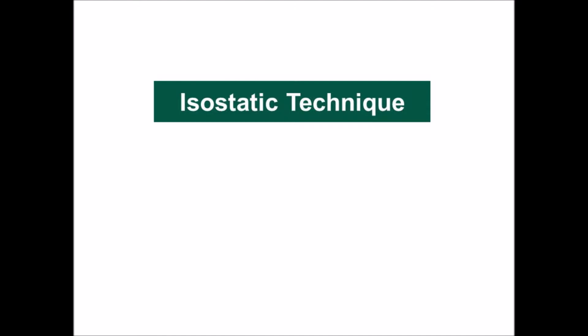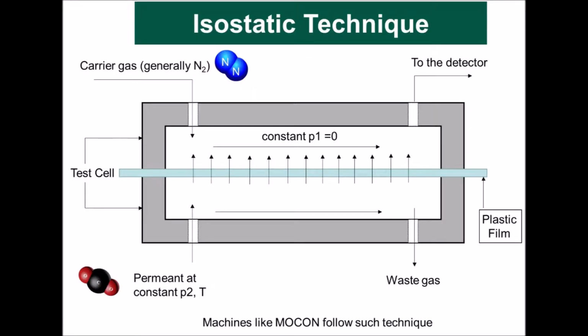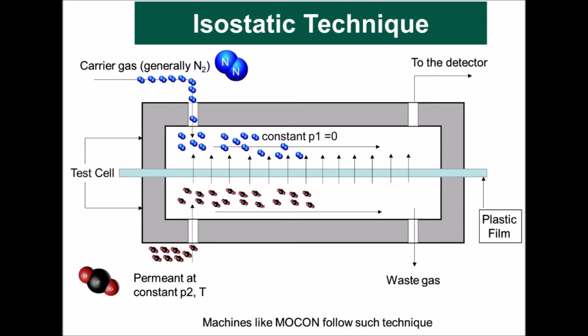Let's have a look at the isostatic procedure first. In such technologies, permeant vapors flow continuously through the high concentration cell chamber and an inert carrier gas flows through the low concentration cell chamber. A film is sandwiched in a two-part permeation test cell. The film separates the permeant side and the carrier side. In the isostatic permeability technique, a constant pressure differential is maintained between the two sides throughout the measurement.